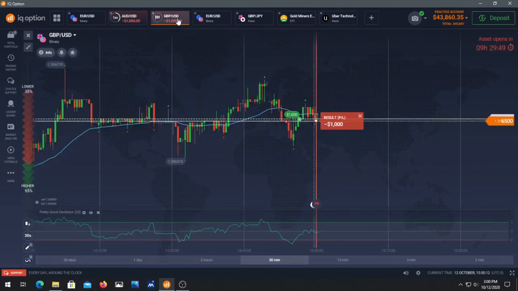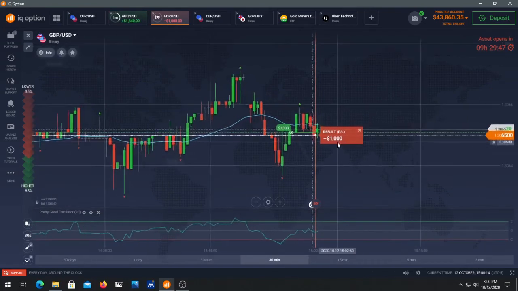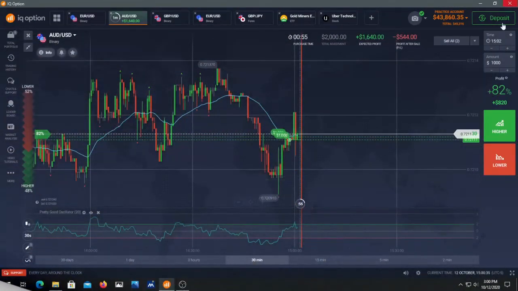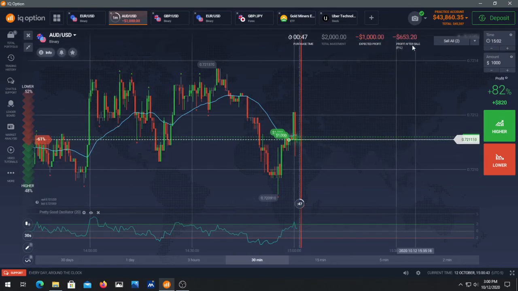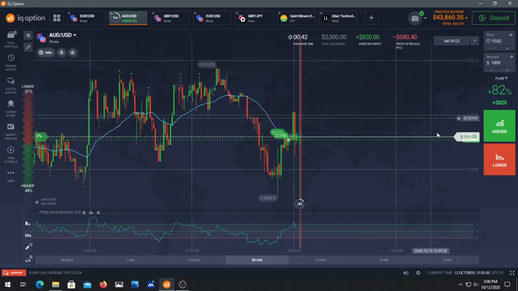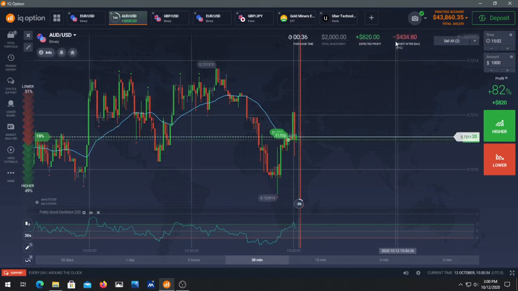Alright, as you can see, this one was very close. This option allows you to close the trade before the period ends, but you have to look here. If I should close this trade now, I'm going to end with this profit. So if you want to close the trade before it ends, don't close it before it turns green.